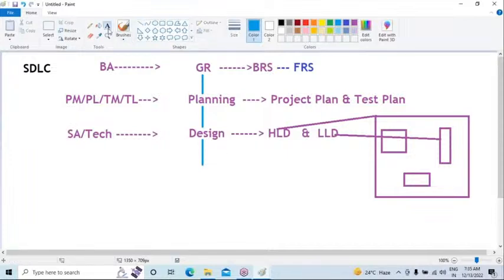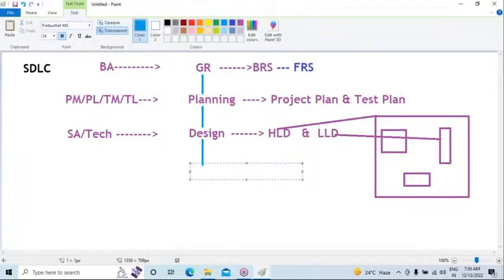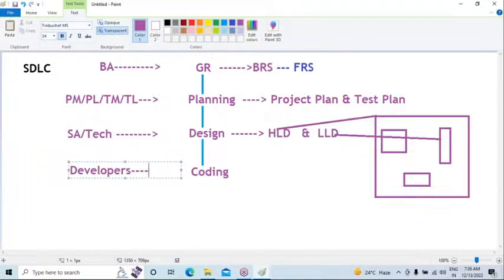the coding. Now once the design is completed, we are moving to the coding phase. In this coding phase, who are the people involved? The developers are going to be involved. Based on the design, they will develop the application and convert it into an executable file, nothing but a project. The developers will develop this based on the design.